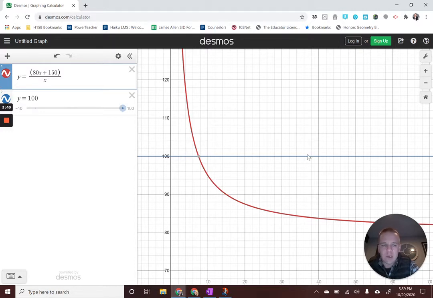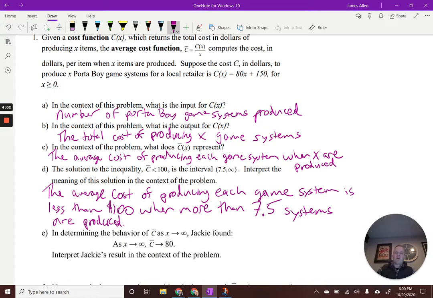And then y equals 100, that's what we were talking about there. We said where C bar was less than 100. Well, what's happening right at this point here? Oh, it's 7.5. So we said in that open interval, 7.5 comma infinity, it's less than 100. Well, what does that mean here? That means once we produce over 7.5 units, our average cost is going to be below $100. There we go. The average cost of producing each game system is less than $100 when more than 7.5 systems are produced.